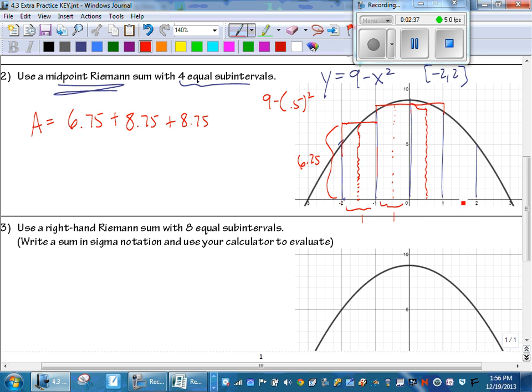And our last one, we're putting in 1.5. So just like -1.5, that's going to give us the same value out. That's going to give us a height of 6.75, base of 1, so our area is 6.75. So if we add up the areas of all 4 of these, we get an area of 31.